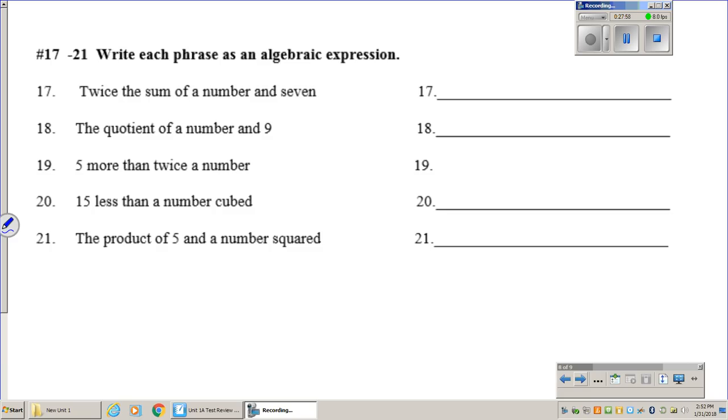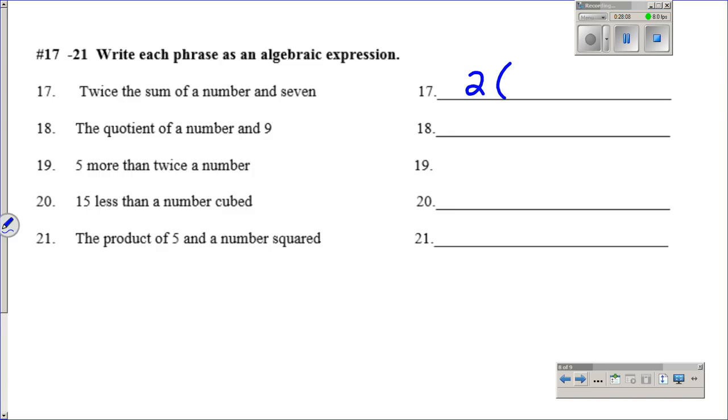When it's twice the sum, when you're multiplying times a sum or times a difference, you must use parentheses. So you're going to say 2, and then inside the parentheses, the sum of a number and 7. Where you see the word number, that's where we're going to use a variable. I'm just going to use n, so n plus 7. So this is twice the sum of a number and 7.